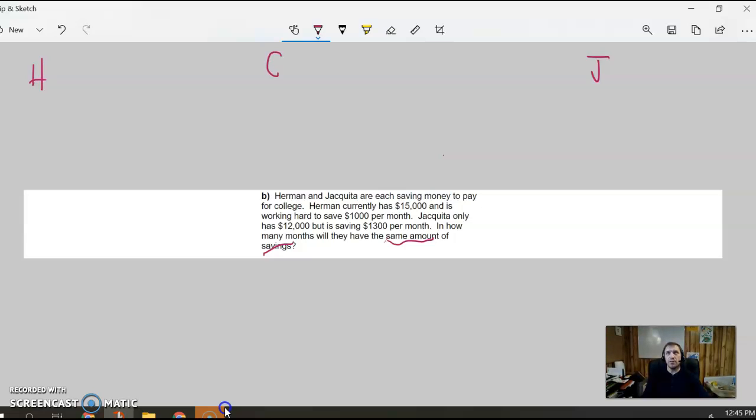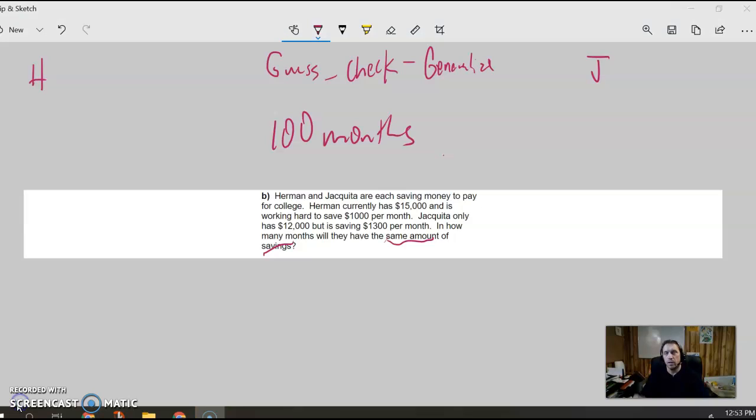So the first part of guess, check, generalize is to just guess. Guess the answer to this question. I'm going to say, let's try something wild. Let's say 100 months, okay? Guess 100 months. So when we guess 100 months, what does that mean in this problem?